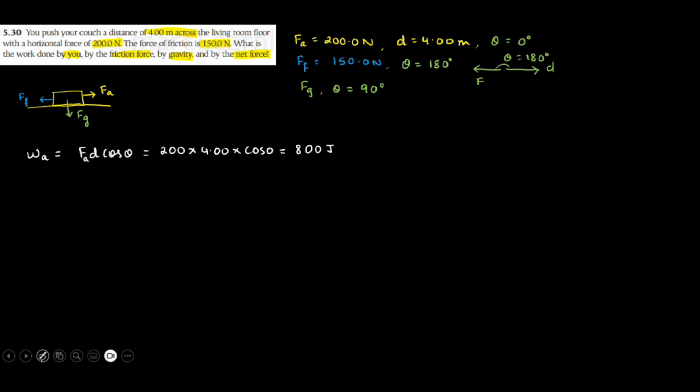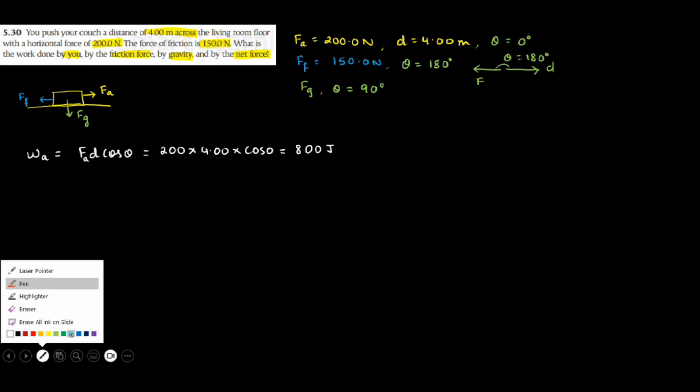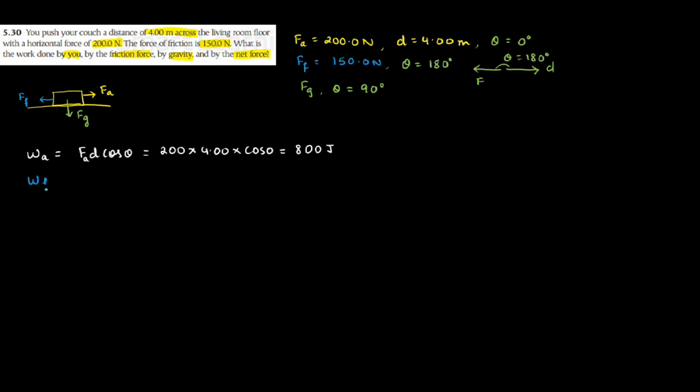Then we find the work done by the friction force. So we write for friction here, work done by friction. Again the same rule, F d cosine theta. Force of friction is 150. The distance covered will be the same for all the work. For all the forces, the distance covered will be 4 meter. Theta over here is 180. And when you calculate this, you get work done by the force of friction is negative 600 Joule.